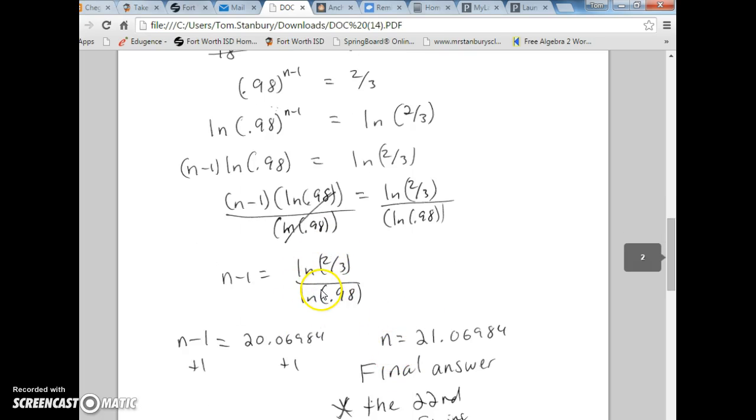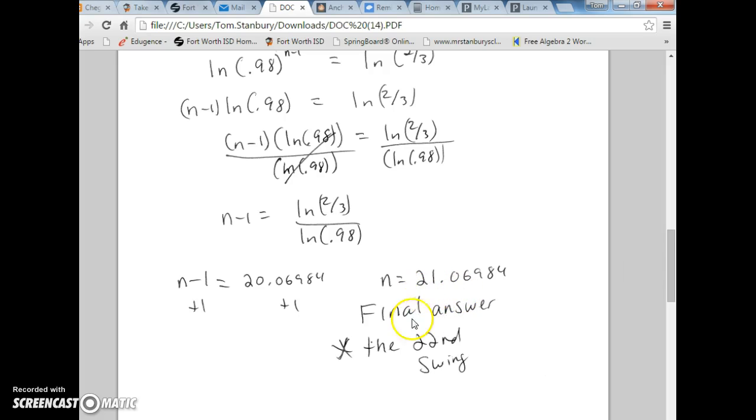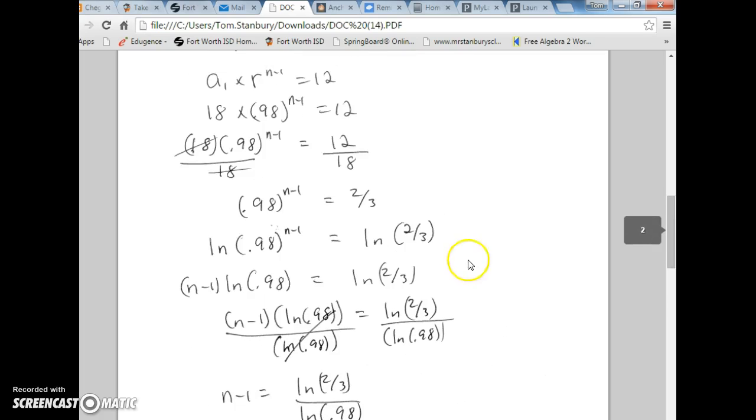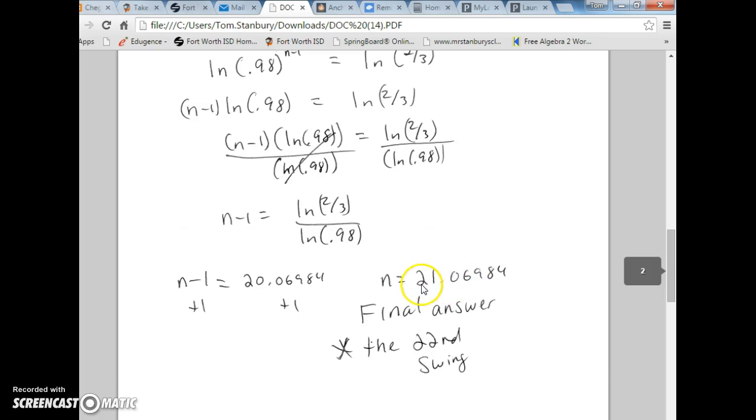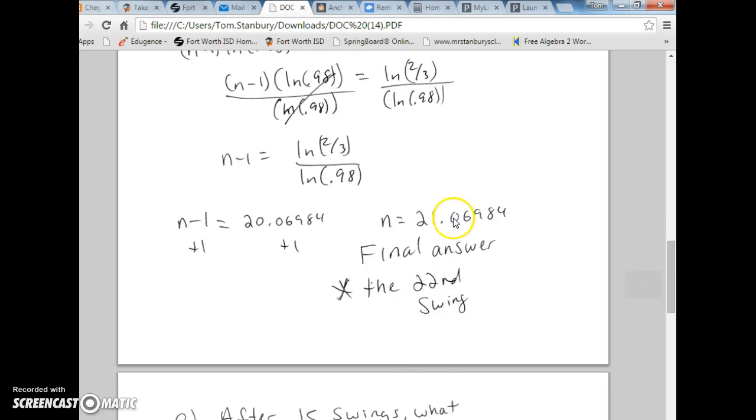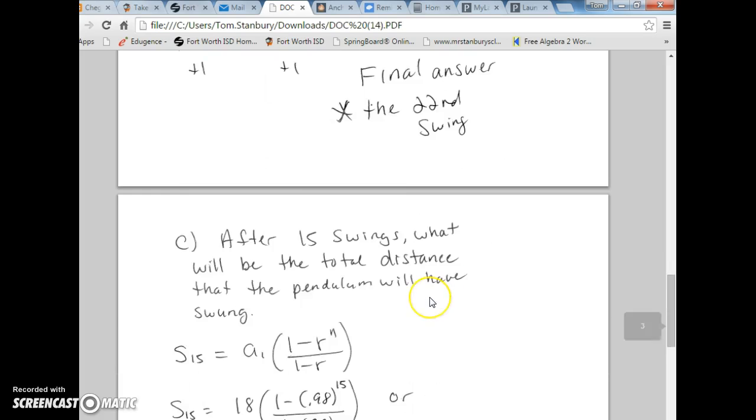All right, so I'll get an answer here. n minus 1 equals 20.069. So I add 1 to both sides, and n equals 21.069. So it actually takes 21.069 swings to equal 12. We want to be less than 12, so I have to go up to the next swing, so my final answer is the 22nd swing. The first swing that gets me less than 12 inches is the 22nd swing.